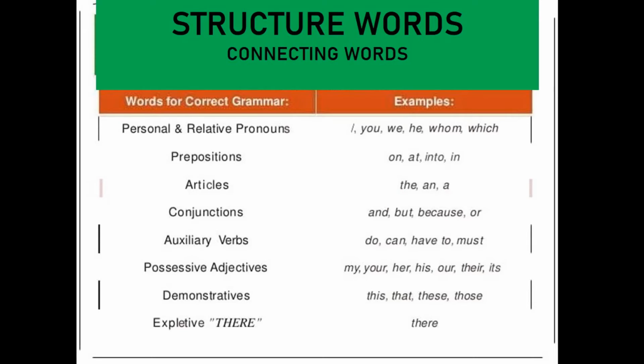And so connecting words like the personal and relative pronouns, I, you, we, they. Prepositions such as on, at, into. These are words that connect the articles and the conjunctions and the auxiliary verbs. These are words that connect the nouns, the verbs, and the adjectives. They help the sentence connect together. But the most important information is in the noun, the verb, and the adjective. And these other smaller words help connect the sentence.